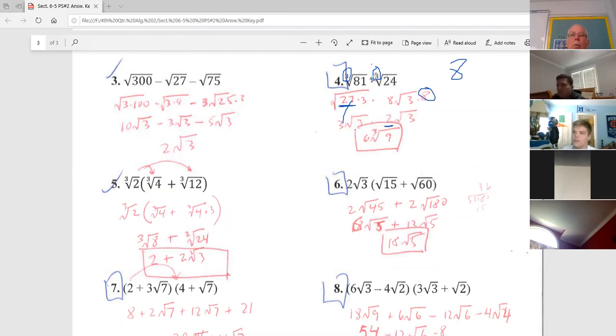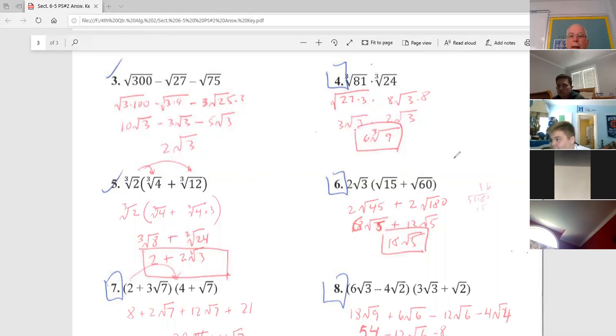And pay attention, we're multiplying these, so we simplified them first. You could actually multiply 81 times 24 and do it that way, but then you've got huge numbers you have to navigate through, and this keeps the numbers small. So 3 times 2 is 6, and 3 times 3 is 9, and that 9 stays under the radical, right? Why? Because that's 3 squared, it's not 3 cubed. Any questions on 4?